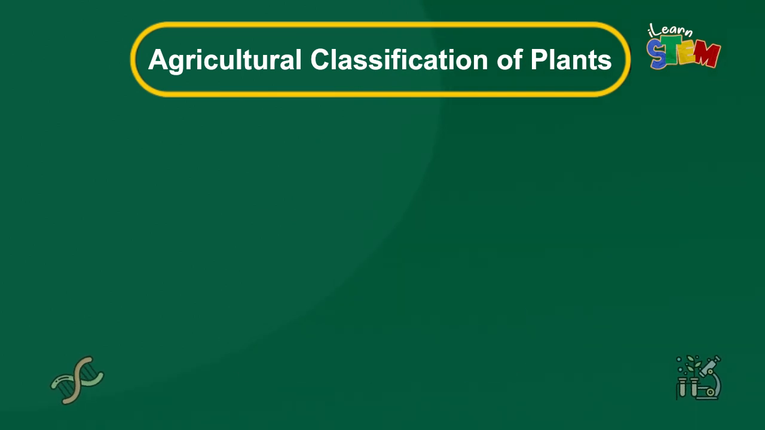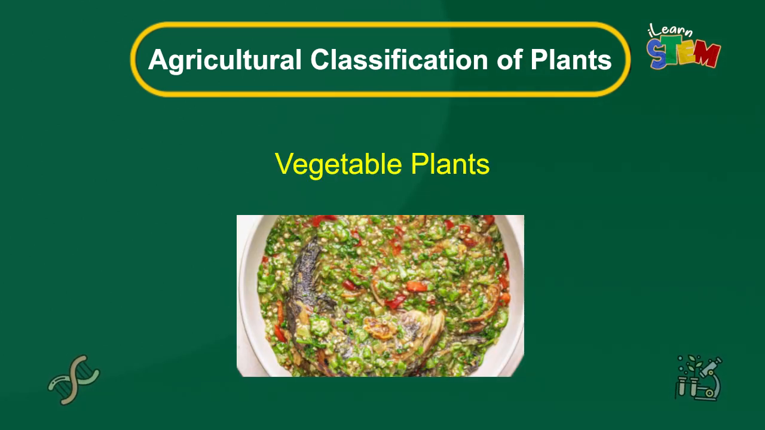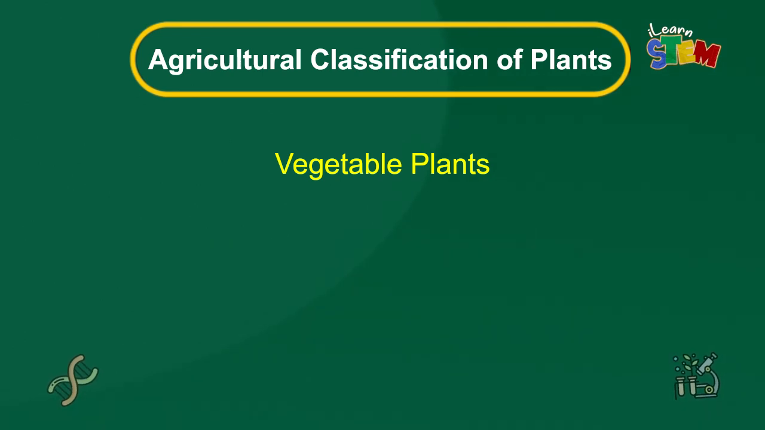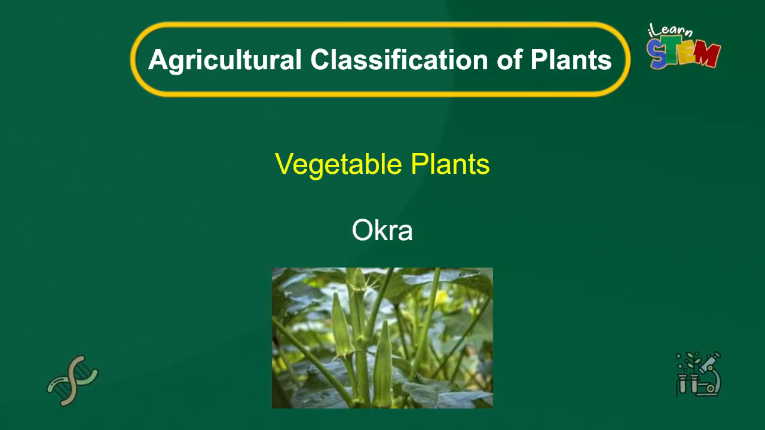Have you ever eaten okra soup? That is from vegetable plants. Vegetable plants provide vitamins and minerals to humans and animals when eaten. Examples are spinach, tomatoes, okra, etc.